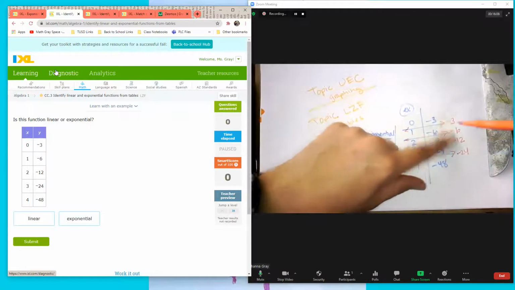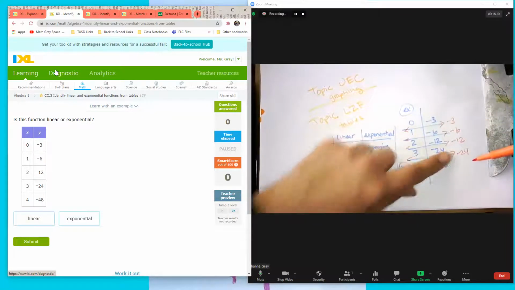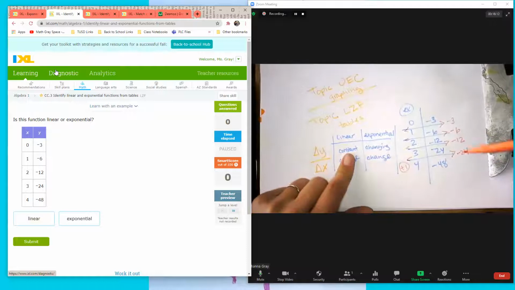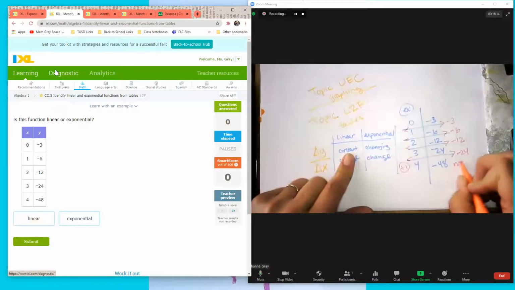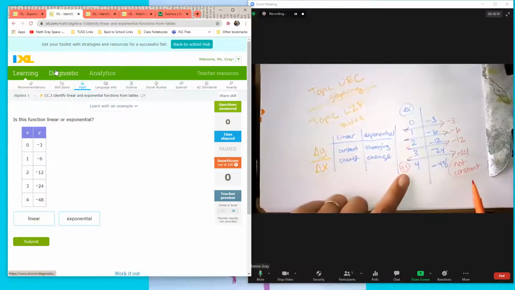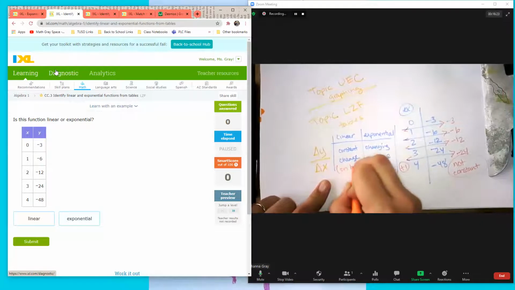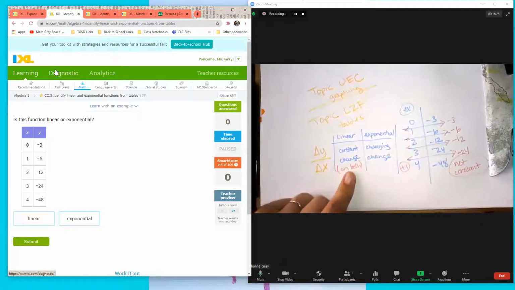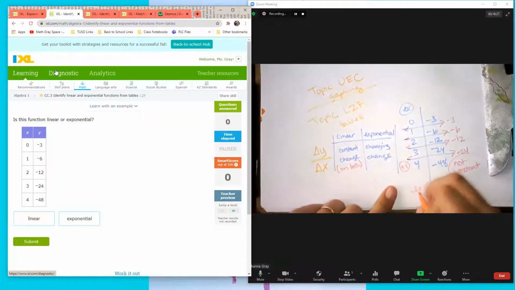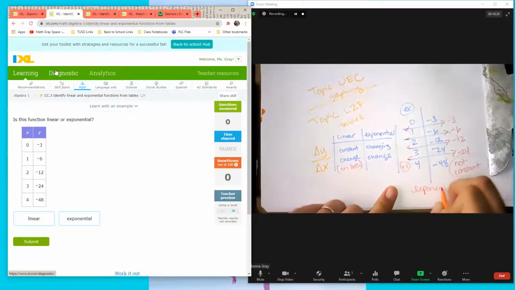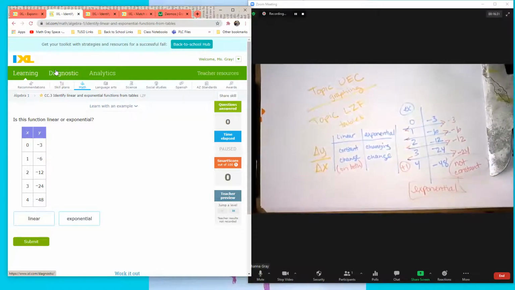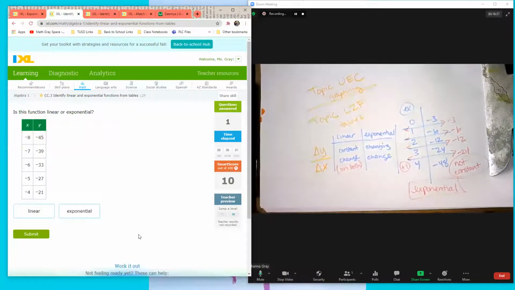So there is a pattern here, certainly, but it's not constant. It's not the same number each time. So this is not constant. And so since that is not a constant change on both, then that means that this is definitely exponential. So this is an exponential table. Hopefully the next one they'll give us is linear.